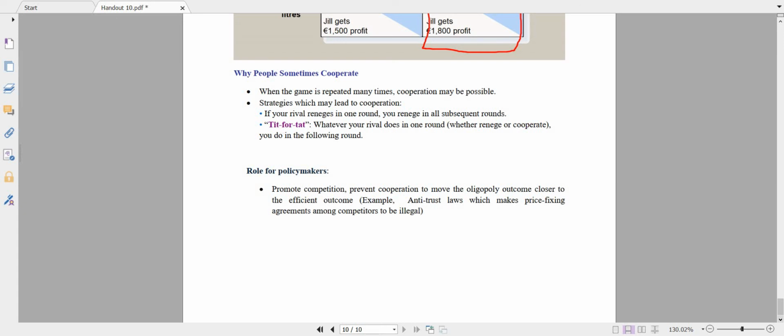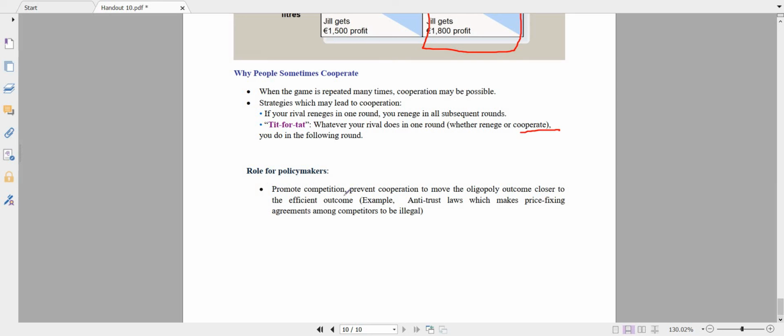Then there's the tit-for-tat strategy. Whatever your rival does in one round, whether renege or cooperate, you do in the following round. So if cooperation gives you greater profits in all the subsequent years as well, it's best that you adopt the tit-for-tat strategy. If the firm cooperates in the first year, you cooperate in the first year, and this cycle is going to continue. So cheating is going to be more detrimental for the firms, because you're going to lose in all the subsequent years, and that loss may be greater than the one-time gain.